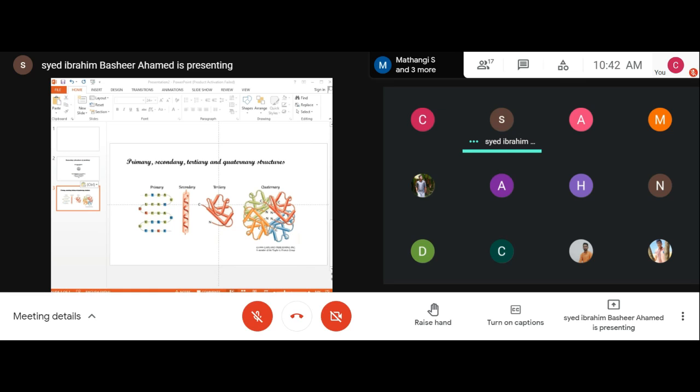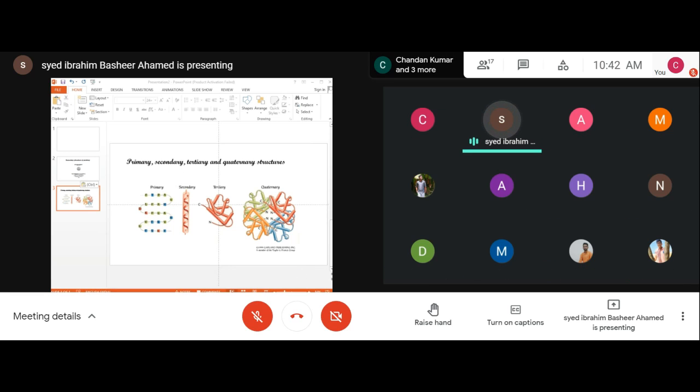All right. So you know what is meant by primary structure, right? In primary structure, you will have only the amino acid sequence, and the secondary structure describes alpha helix or beta strands, right? You have alpha helix, beta strand, and the loop region. All are secondary structures.